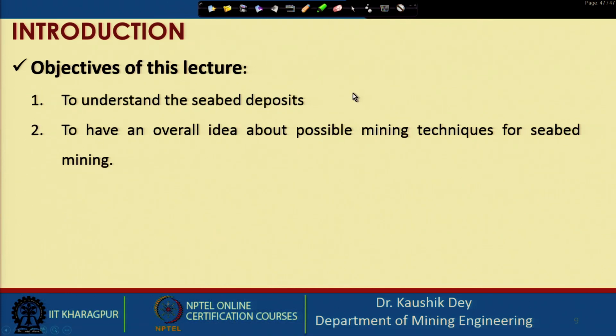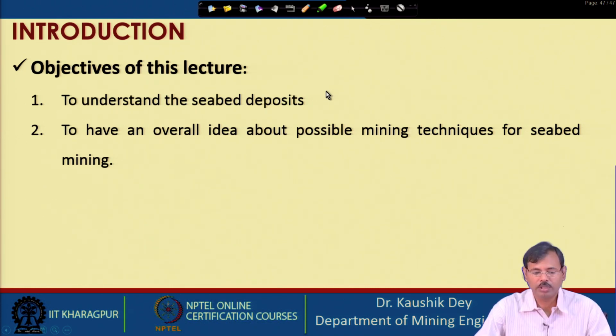Let us see the objective of the lectures pertaining to seabed mining. There are two objectives. We want the participant to understand what a seabed deposit is, and to have an overall idea about the possible mining techniques for seabed mining.